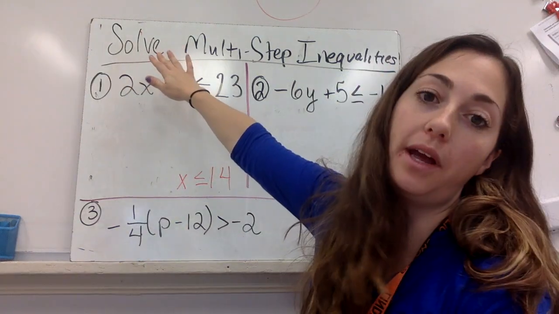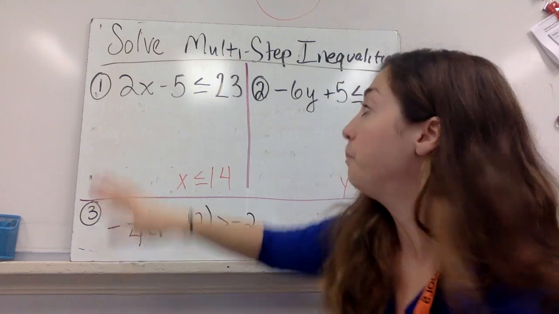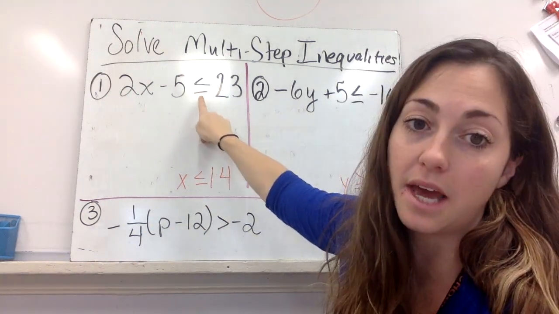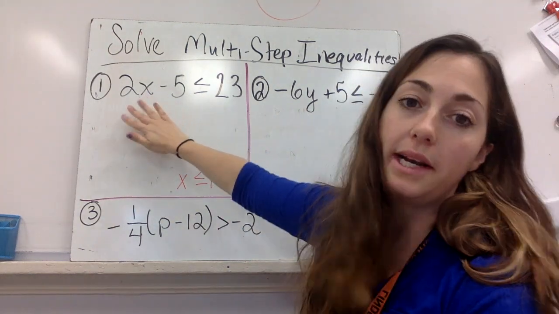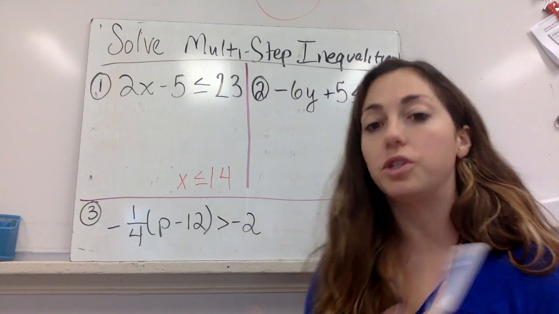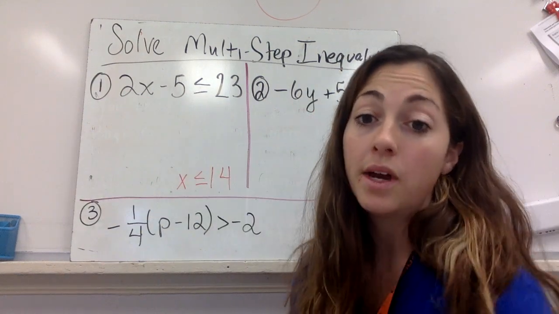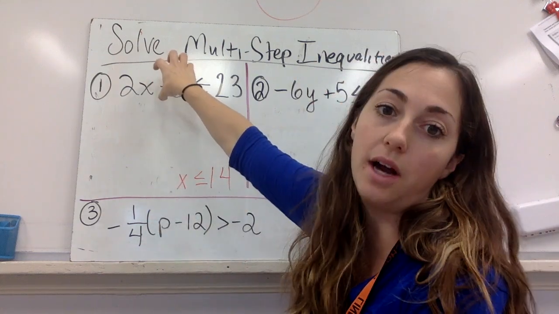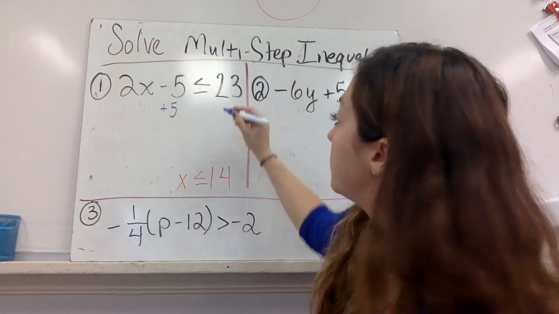All right, today we are working on solving multi-step inequalities, so this is super fun. My first inequality is 2x minus 5 is less than or equal to 23. So what I need to do here is think about, just like solving equations, how do I get my variable alone? And we work backwards, right? We work with that negative 5 first. I undo it by adding 5 to both sides.